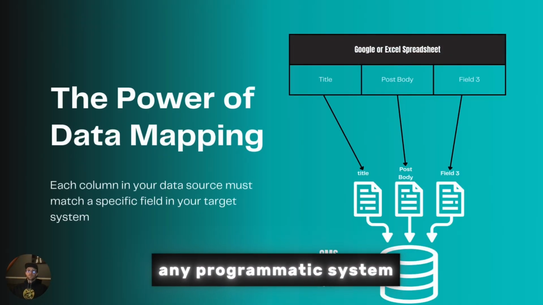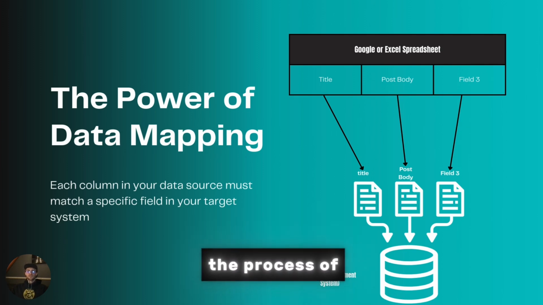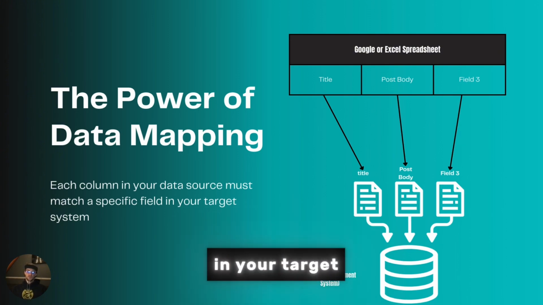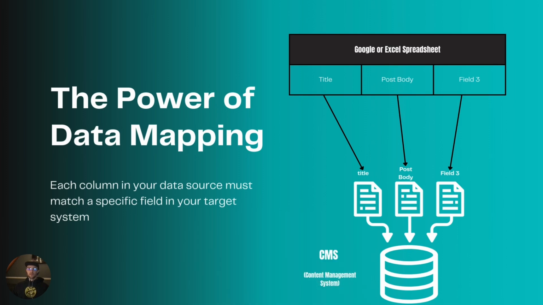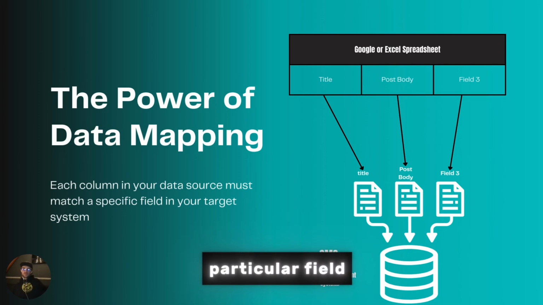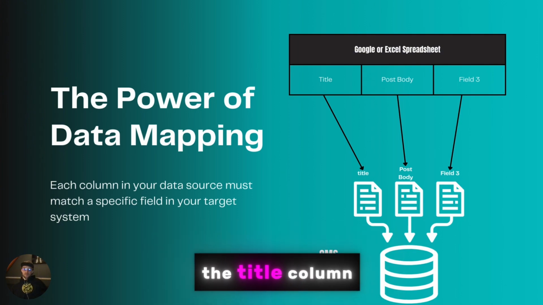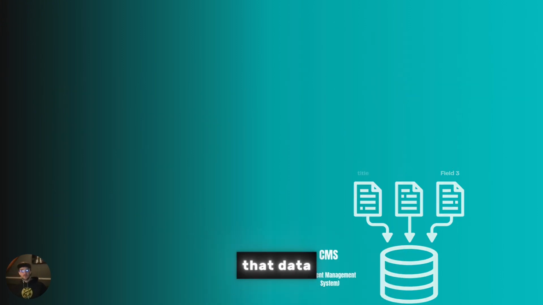The heart of any programmatic system is proper data mapping. This is simply the process of connecting columns in your data source to specific fields in your target system. Here you can see how each column in our spreadsheet corresponds to a particular field in a content management system. The title column maps to the page title field. Post body maps to the post body field, and so on. This mapping creates the rules that tell your automation exactly what to do with each piece of that data.